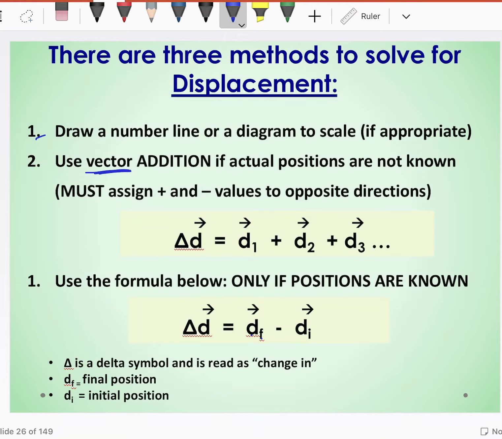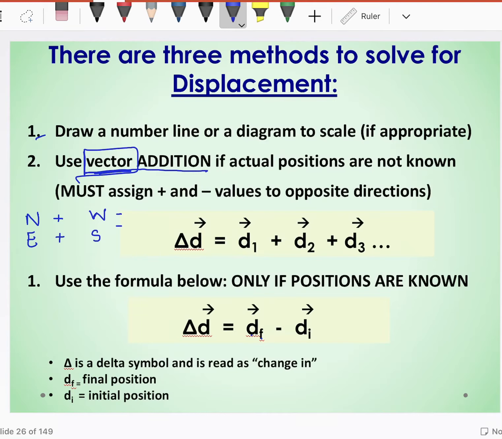Okay, the second option, and I think it's probably the most common one, is using what is known as vector addition. So this is addition. You are simply adding up values, but what makes it vector addition is that we have to assign direction. We have to assign each direction either a positive or negative value. So this is where our conventions come into play. If the displacement is north or east, we put those in our equation as positives. If it's west or south, we write those as negatives.